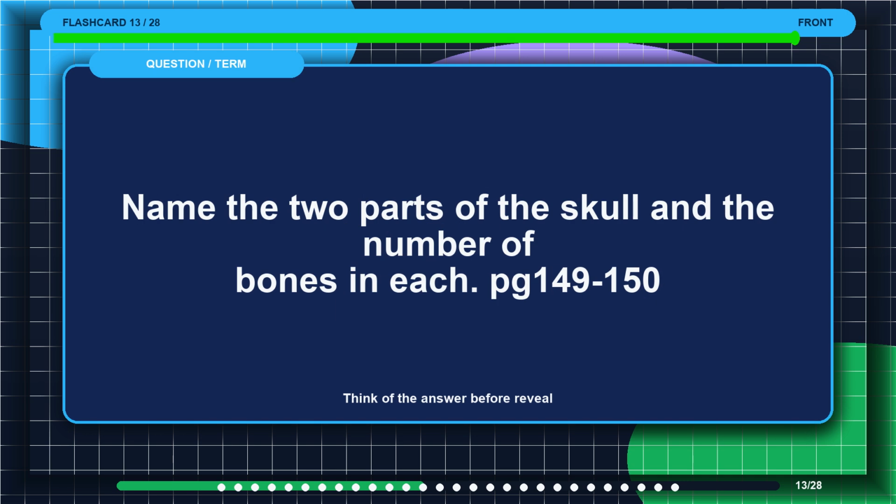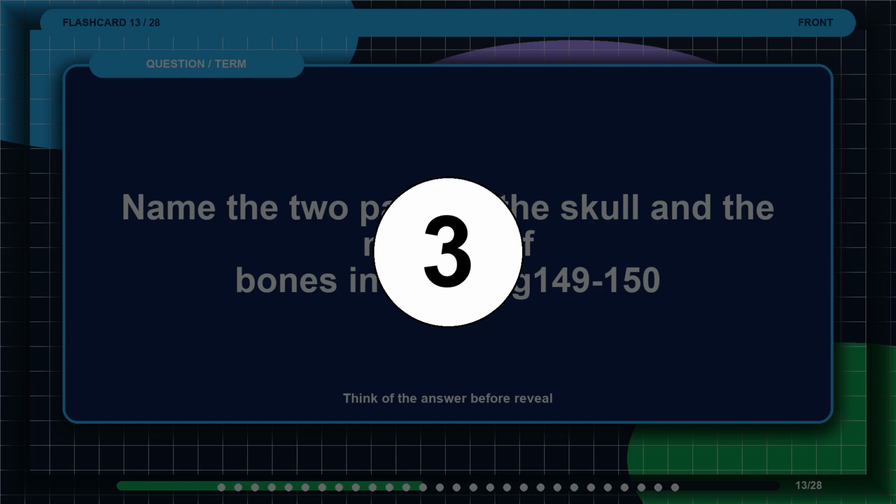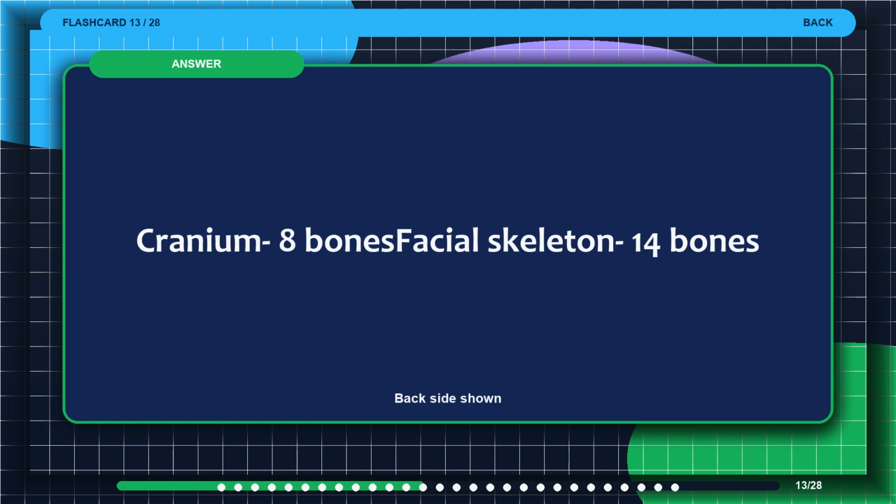Flashcard 13. Name the two parts of the skull and the number of bones in each. PG 149-150. Pause and think of the answer before the reveal. The answer is: cranium 8 bones, facial skeleton 14 bones.